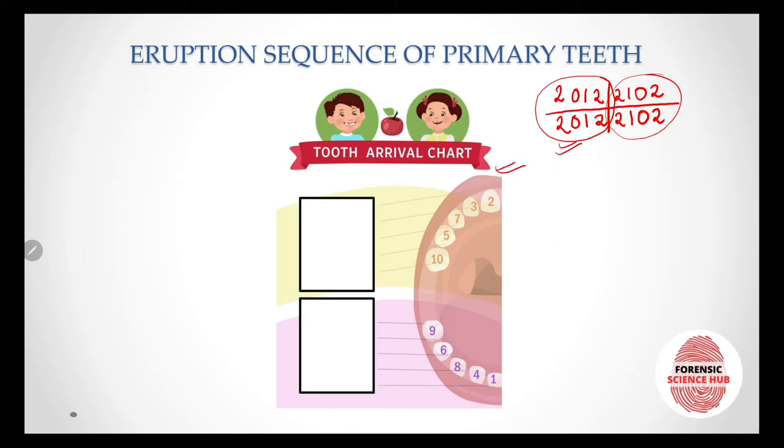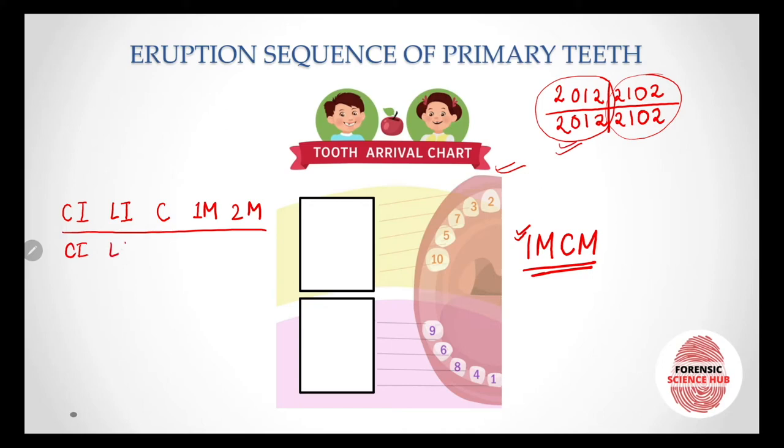So to remember the eruption sequence of primary teeth, you have to remember IMCM. This means that first of all incisors erupt. And which incisors? The mandibular incisors. First there are central incisors, then there are lateral incisors, then there are canines. There are no premolars in primary teeth, so there's first molar and there's second molar. Similarly, we have central incisors, lateral incisors, canines, first molar and second molar.